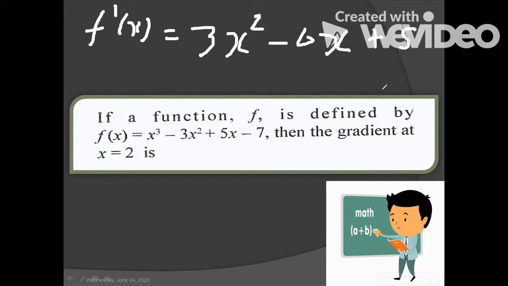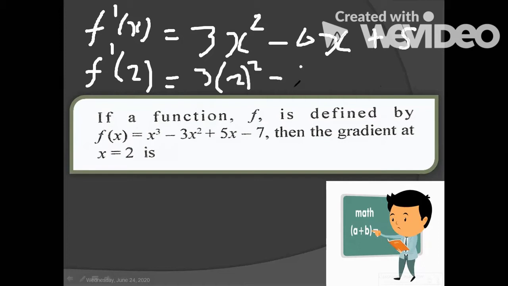So to find the gradient of that function when x equals 2, we differentiate it, and when we differentiate it, this is what we're going to do now. We're going to replace x with 2 in that expression, and that will give us the answer. So we end up with 3 times 2 squared, subtract 6 times 2, plus 5.